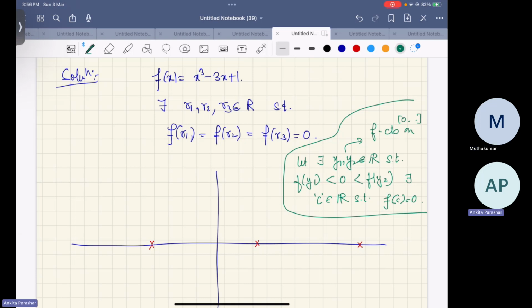That means you want to build 2 points such that the function value is negative for 1 point and positive for the other point. This means that your function value is negative, and this means that your function values are positive. So can you find that? This is what the final goal is. Try to find points on the real line such that the image of your function is negative for 1 point, positive for 1 point, and therefore your graph.